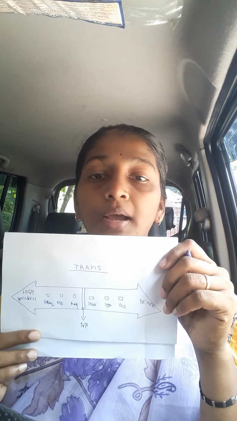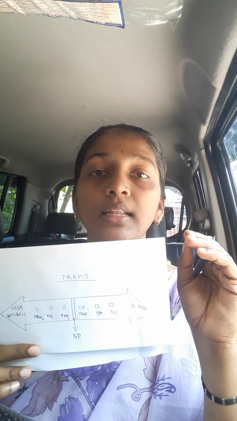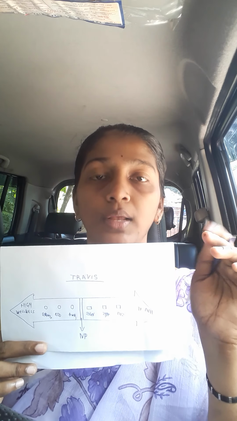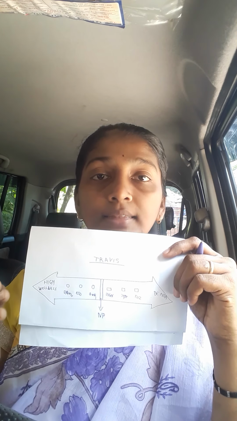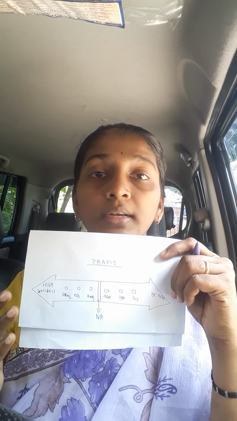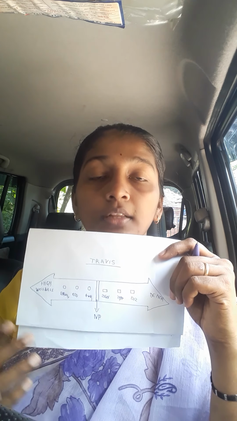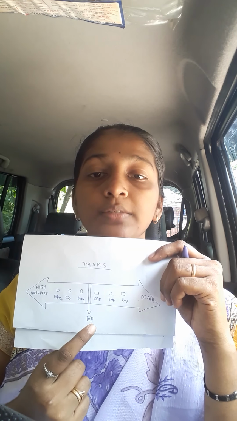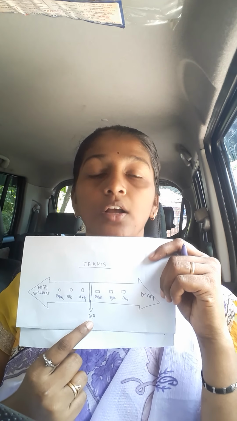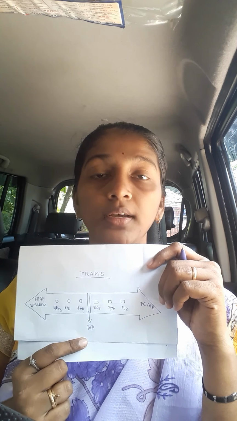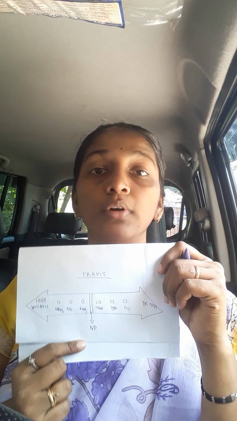Okay, now the next model is the Travis illness wellness model. This model is given by Travis and Ryan. They explain that health and illness are two different extreme ends of the same scale. Here both health and illness meet in the middle, and this is called the neutral point. Your health and illness are two different extreme ends of the same scale, which starts from this neutral point.